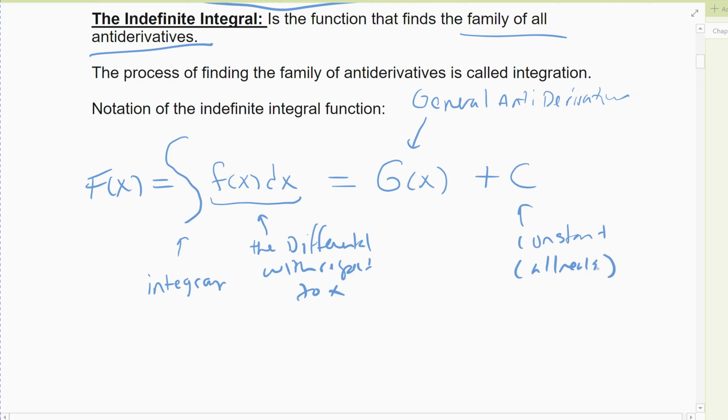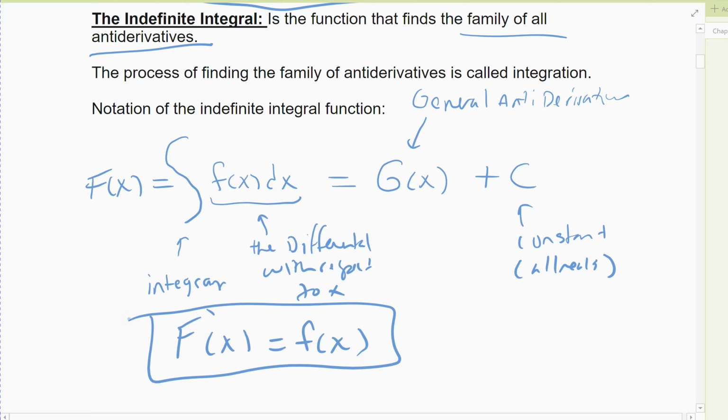Because in order for it to be the antiderivative, when I take the derivative, I should get that expression inside. That's what makes it an antiderivative. What's nice about integrals is there are fewer rules than derivatives that we go over, and you can always check your answer. If I take the derivative of my antiderivative, I should get back to my original function inside my integrand. And so now the rules.